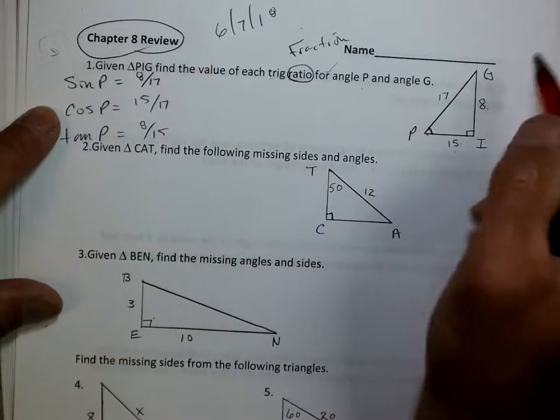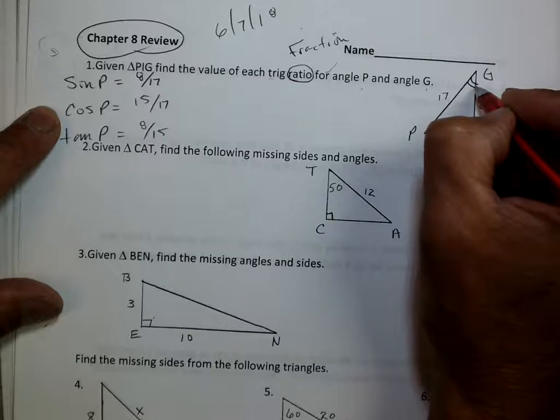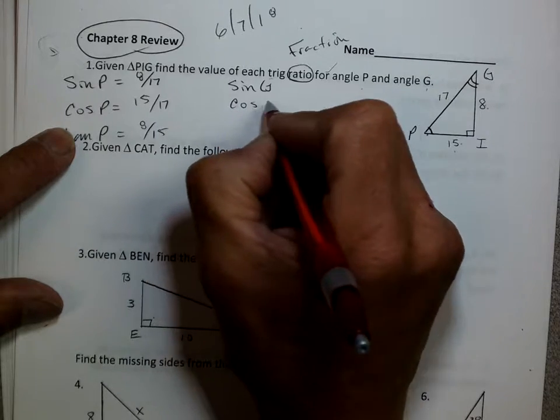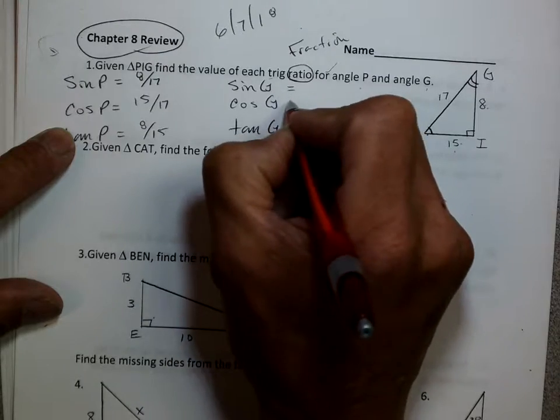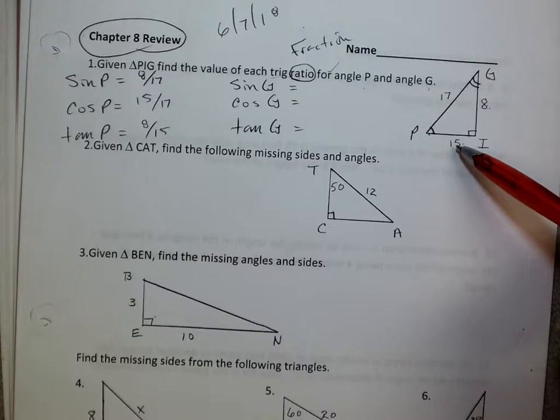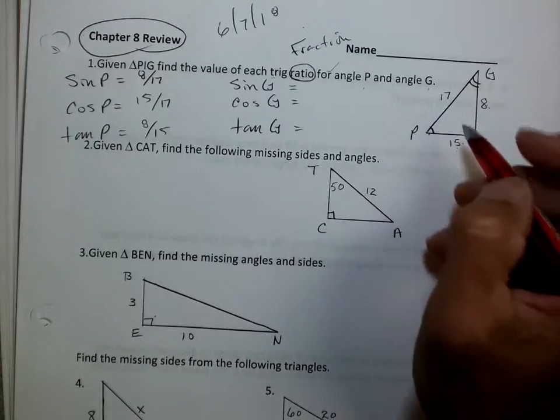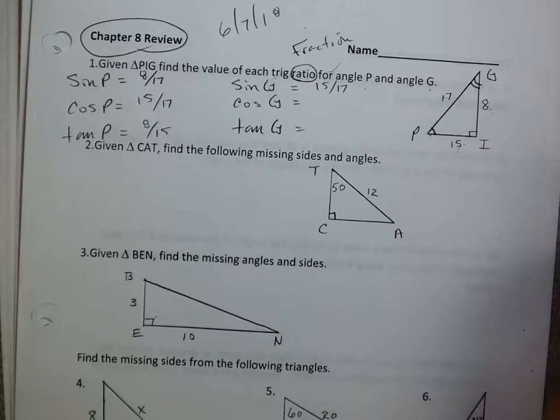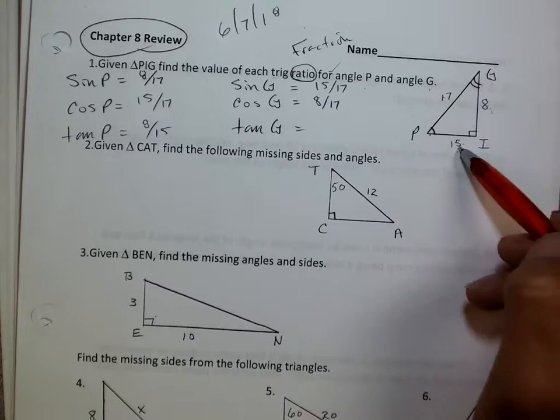So we also want to do it for angle G. I want to do the sine of G, the cosine of G, and the tangent of G. All right? Angle G, things change around because now the 15 is the opposite and the 8 is the adjacent. So sine G is going to be 15/17. Cosine is the adjacent over the hypotenuse, which is 8/17. And the tangent of G is opposite over adjacent, which is 15/8.